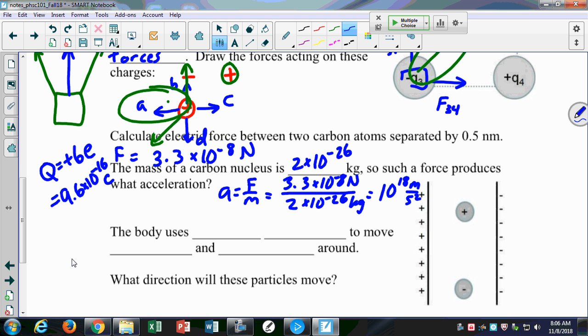Now, this is important, and we'll get into this in the body section of this chapter, because the body uses charges a lot, especially in the nervous system. We'll talk about the nervous system and the different cells that are employed in it. But the body uses electric forces to move cations and anions around in the nervous system. And that's the context that we'll be talking about.